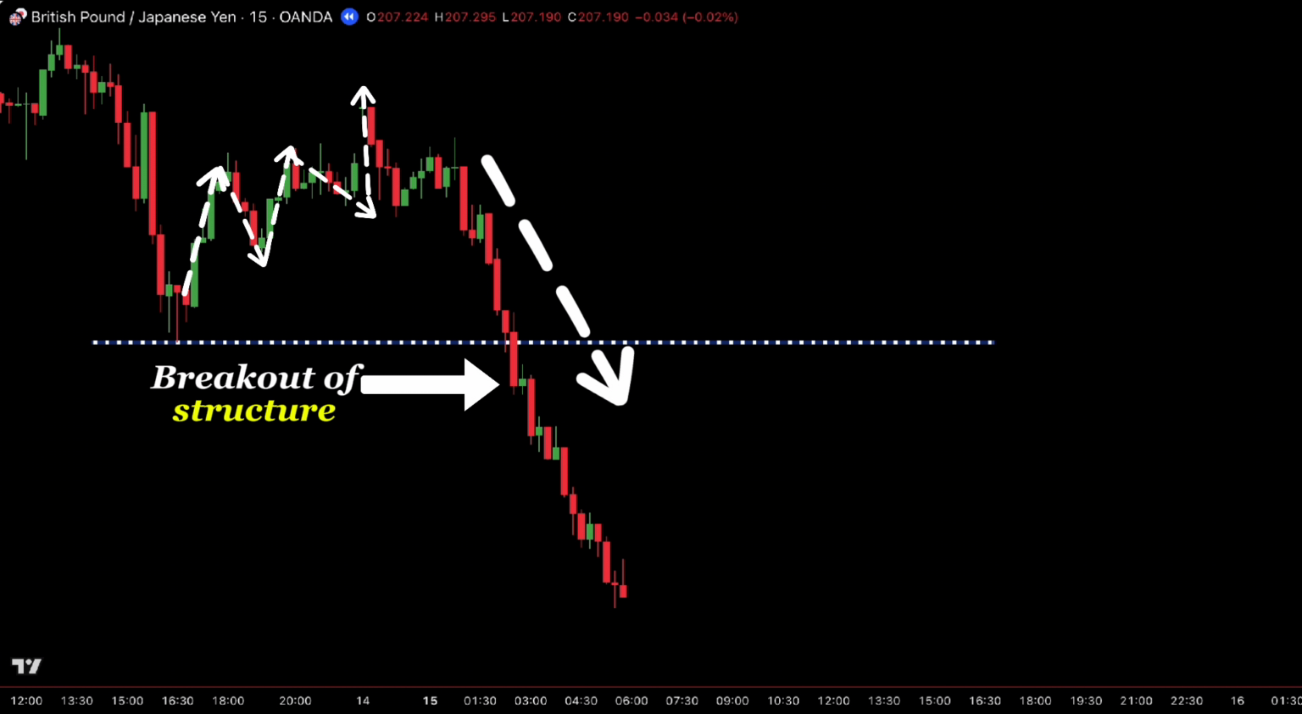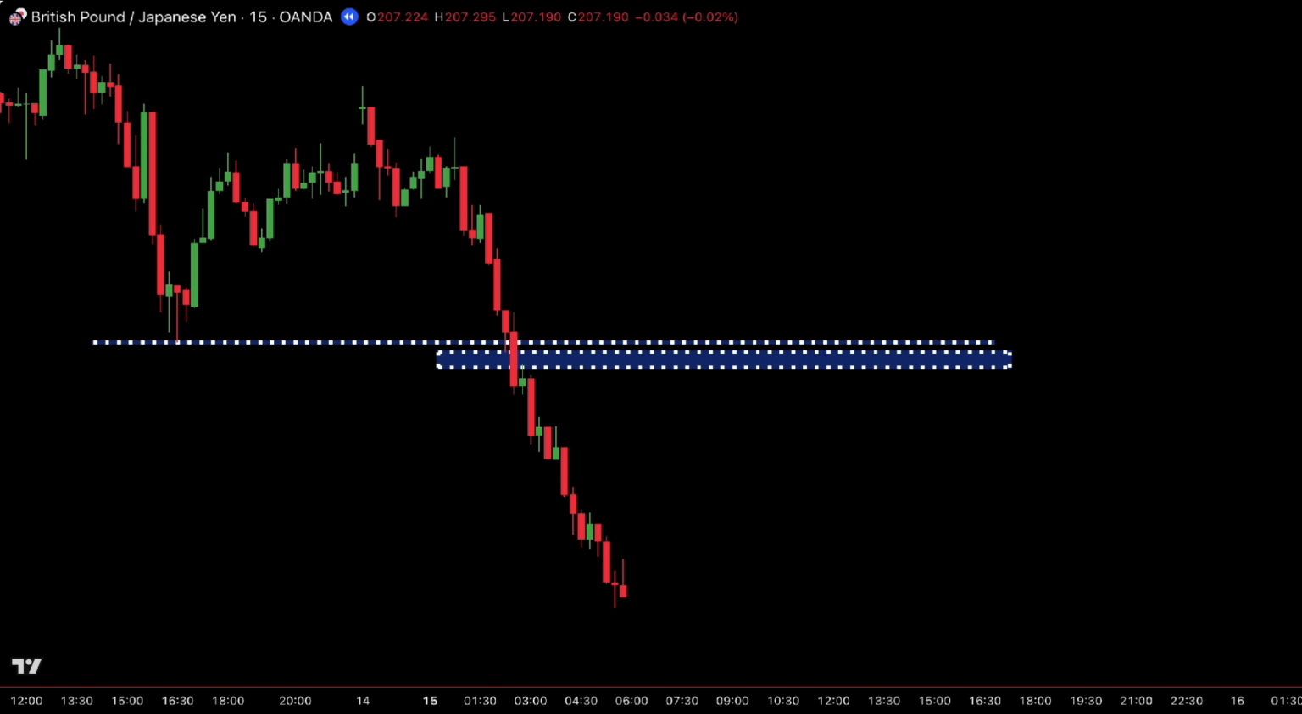Next, focus on the move that caused the break of structure. Notice how price moved sharply lower. During this impulsive move, the market didn't trade efficiently, leaving behind an imbalance. That imbalance created a fair value gap. You can clearly see the three-candle formation where the first and third candles do not overlap, leaving an area of inefficient pricing. This fair value gap becomes our area of interest.